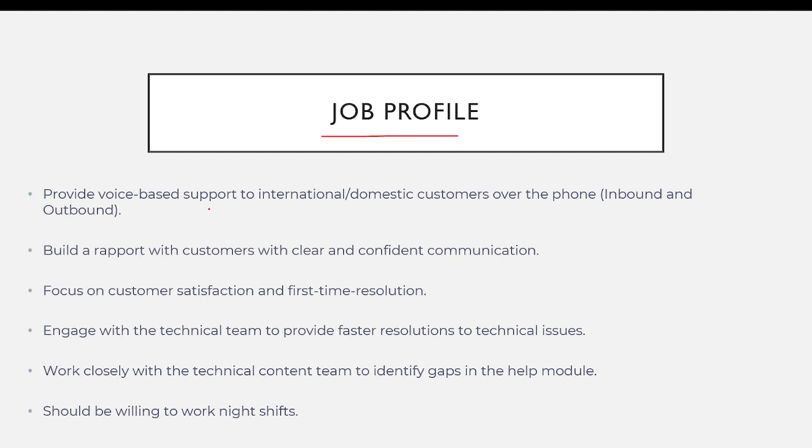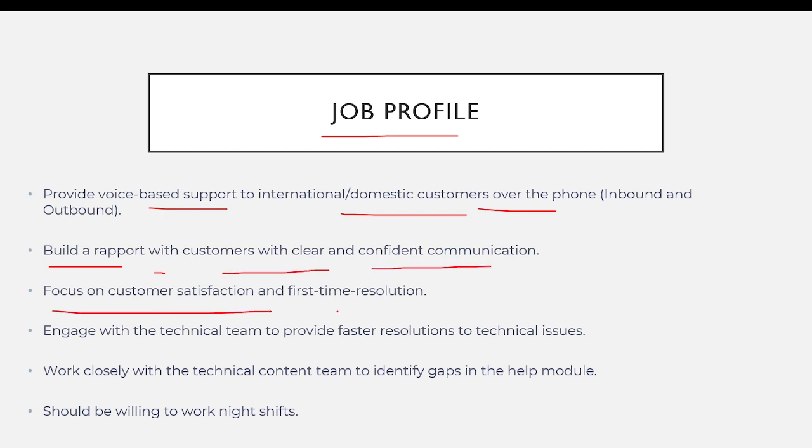So what is the job profile? They have mentioned: provide voice based support to international and domestic customers over the phone. This is the first requirement. Second, build a rapport with the customer with clear and confident communication, focus on customer satisfaction and first time resolution, engage with the technical team to provide faster resolution of technical issues, work closely with the technical content team to identify gaps in the help modules, and be willing to work in the night shifts. So these are the requirements they have posted in the job profile.